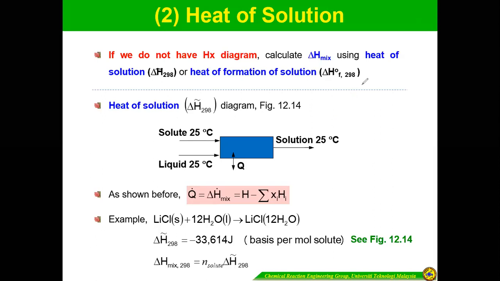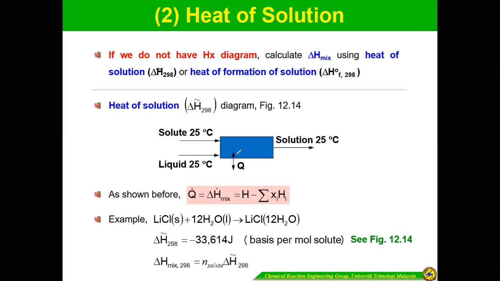So that means if species 1 is the solute, which is soluble in the solution, we can calculate the heat of solution per mole of solute. The heat of solution is on the basis of the mole of the solute. Later we will see how. So this is the symbol.